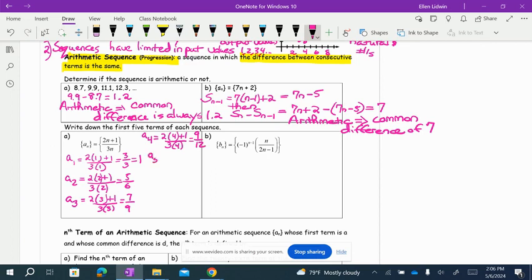And a sub 5 is going to be 2 times 5 plus 1 over 3 times 5. So I'm going to have 11 over 15. So my sequence using this rule is 1, 5 over 6, 7 over 9, 9 over 12, 11 over 15. And what it's asking is, what are the first 5 terms? So the first 5 terms in the sequence are what's represented in the squiggly bracket.